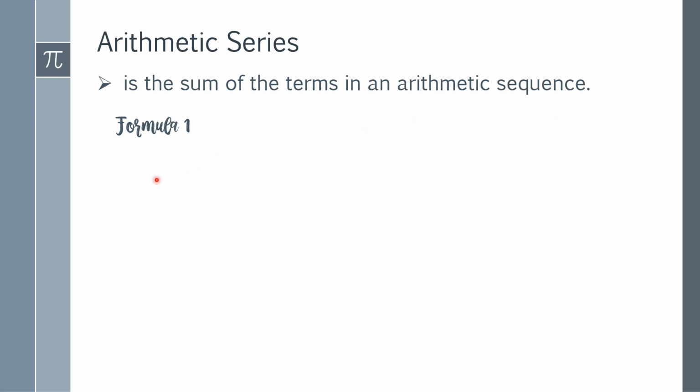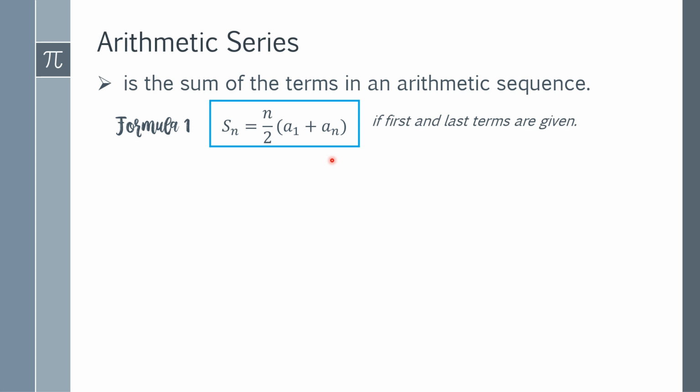Now we have formula number 1. S sub n is equal to n divided by 2 times the quantity of a sub 1 plus a sub n. Now when are we going to use this formula? We are going to use this if the first and the last terms are given.